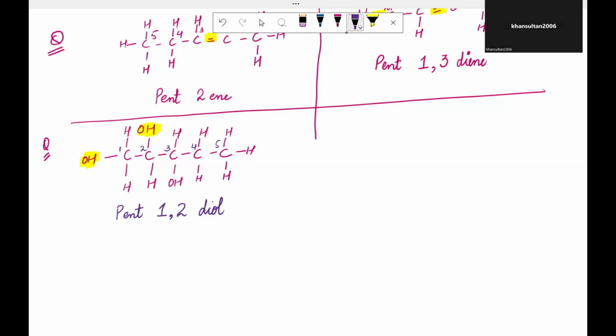Oh, there is another one. It's three, yes, so it is three. I have pent, not one, two, three, triol. Yes, triol. Okay, so there is another one which is at this place. So now it would become pent-1,2,3-triol. Yes.